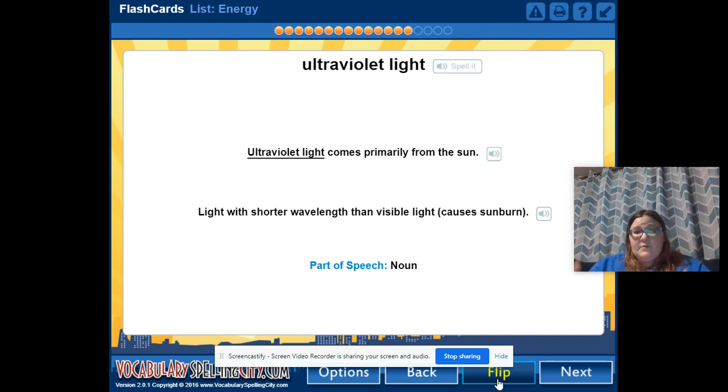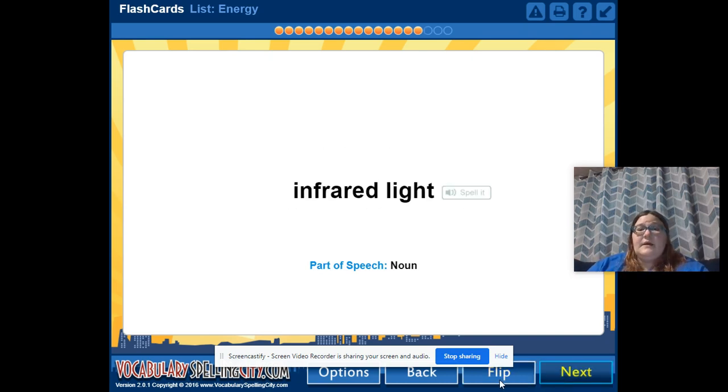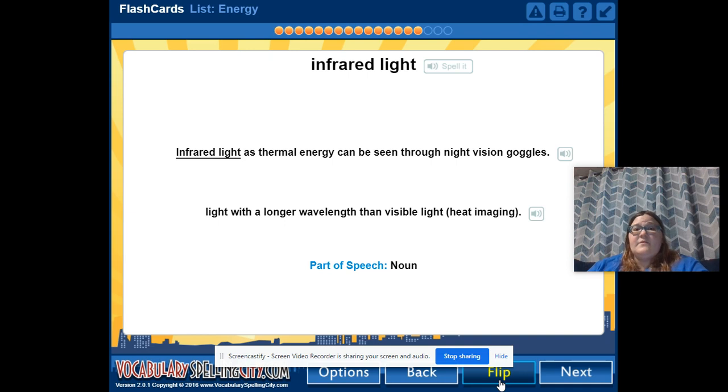Visible light. Actually after visible light is ultraviolet, because of Roy G. Biv, violet's on the end. Ultraviolet's after that. It's light coming from the sun, and it causes sunburn. Infrared light is light with a longer wavelength than visible light. It's what we use for heat imaging.